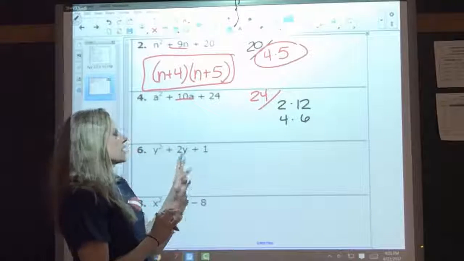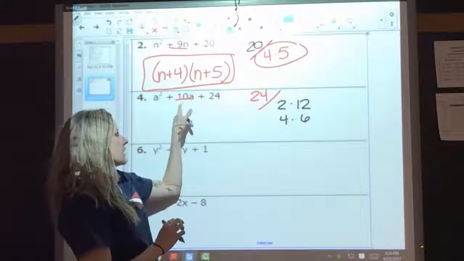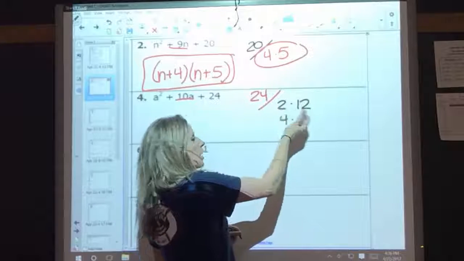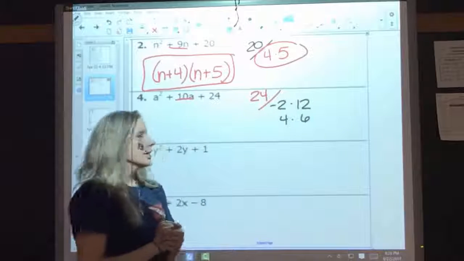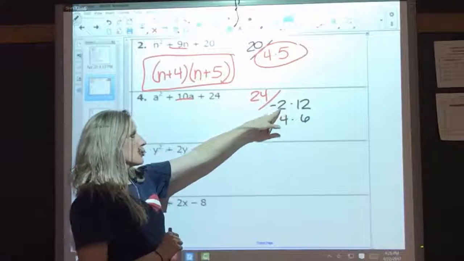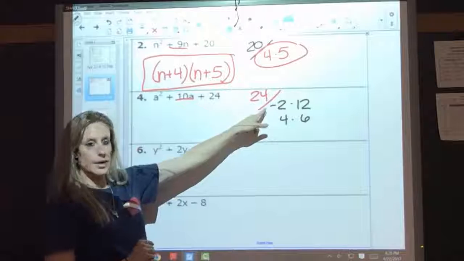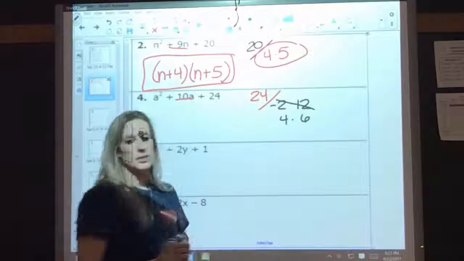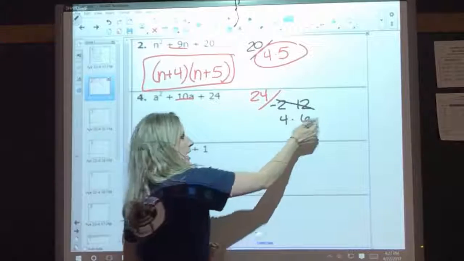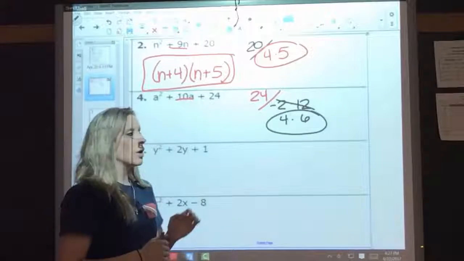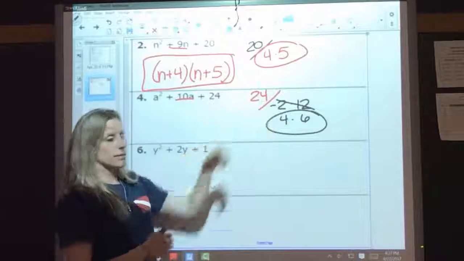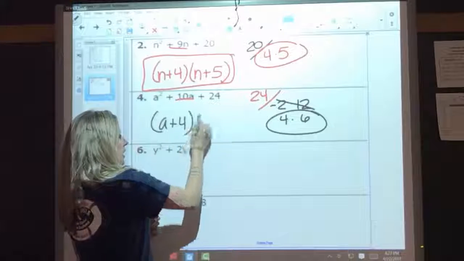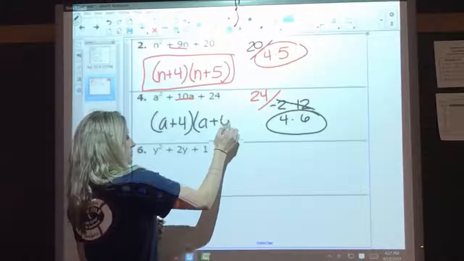Now, think about this. To get a 10 from 2 and 12, it would have to be 12 minus 2, right? So if you multiply those, would you get a positive 24? You wouldn't. You would get a negative 24. So it can't be 2 and 12. It's going to have to be 4 and 6. So always make sure you double check that. Okay, so you should have gotten a plus 4 and a plus 6.